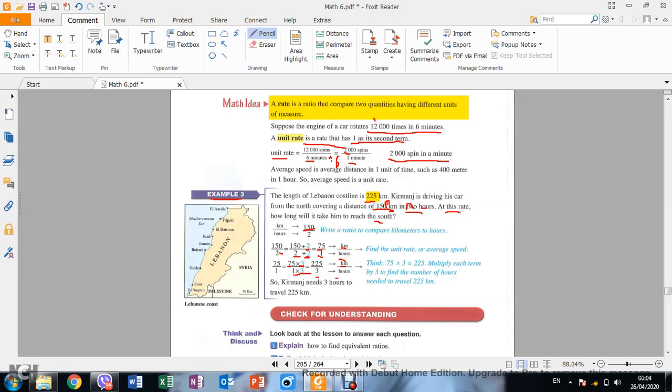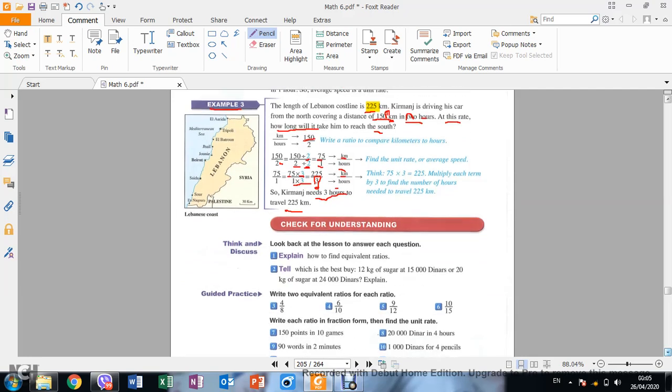The question asks how long it will take, which means time. So our time is 3 hours. So Kermit needs 3 hours to travel 225 kilometers.